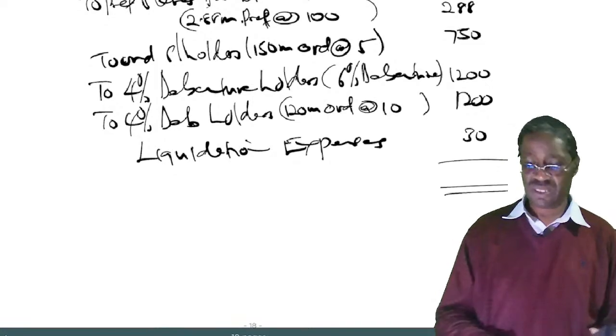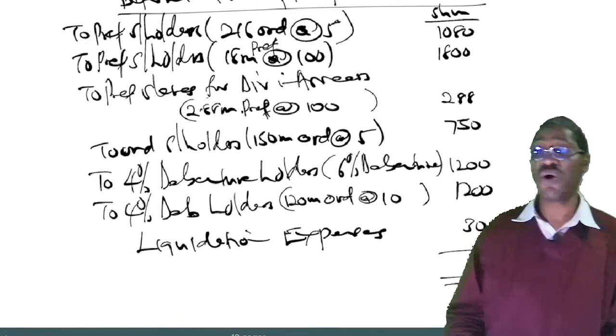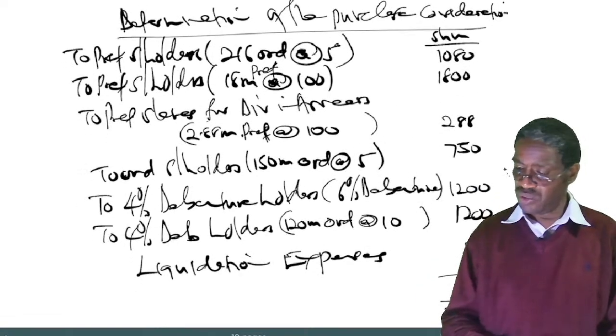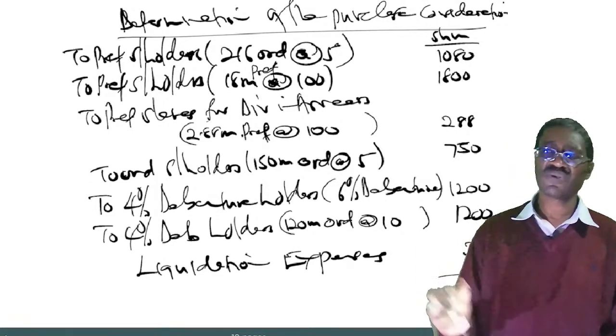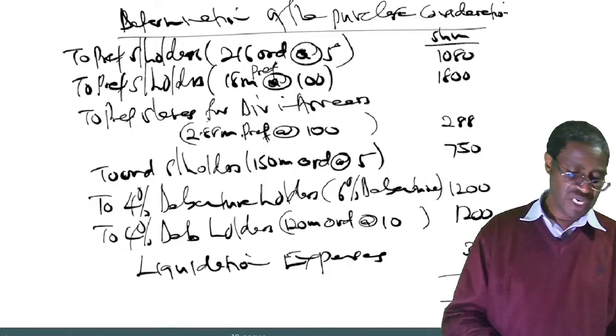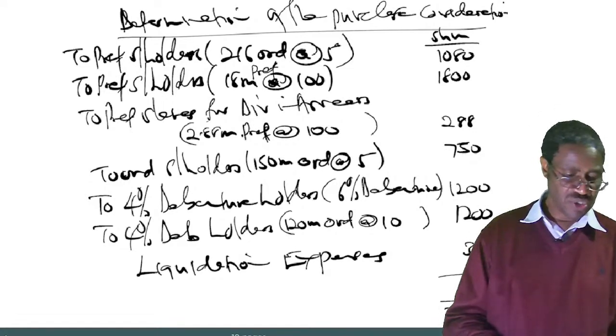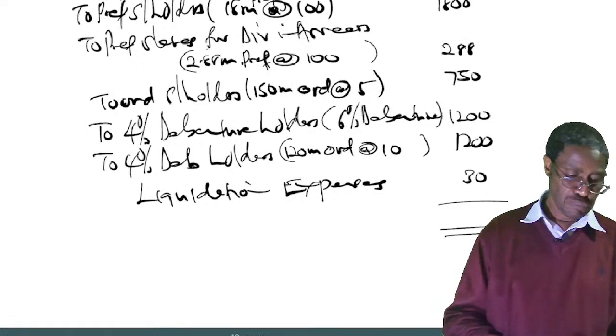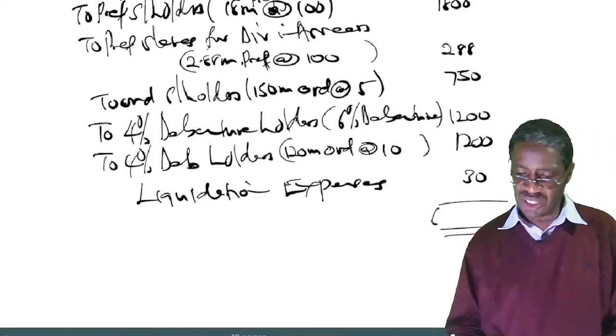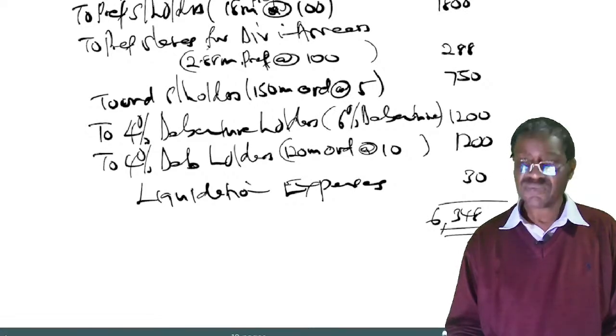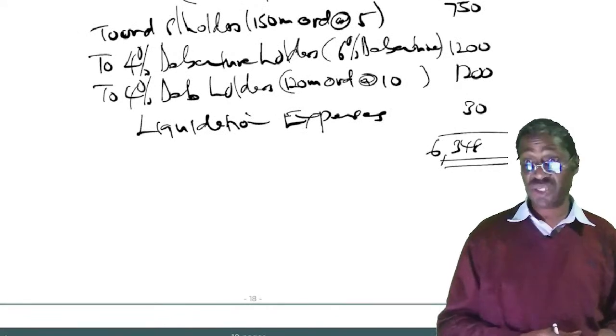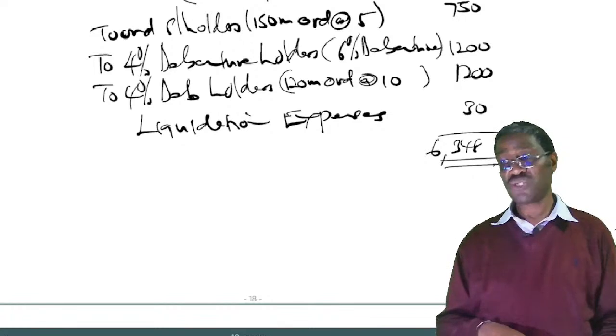Good. So now we know all the various components. This question was a bit long to get the purchase consideration. Some questions have only 2 or 3 items, but this one has several. Let me add all of them now. 1,080 plus 1,800 plus 288 plus 750 plus 1,200 plus another 1,200 plus 30 million. This gives me 6,348. That's our purchase consideration. Good.